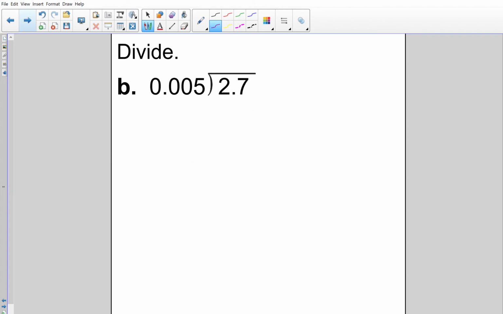Okay, so this one again, I want to make sure that I have a whole number on the outside. So I need to move it over 1, 2, 3 spaces. So that means that this moves over 1, 2, 3 spaces, adding in 2 zeros. So I now have 5 and 2700.